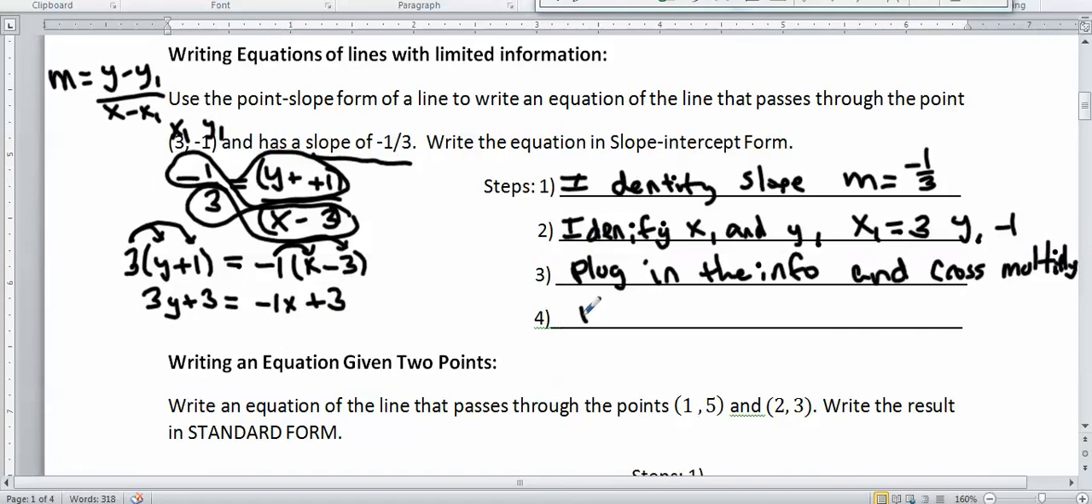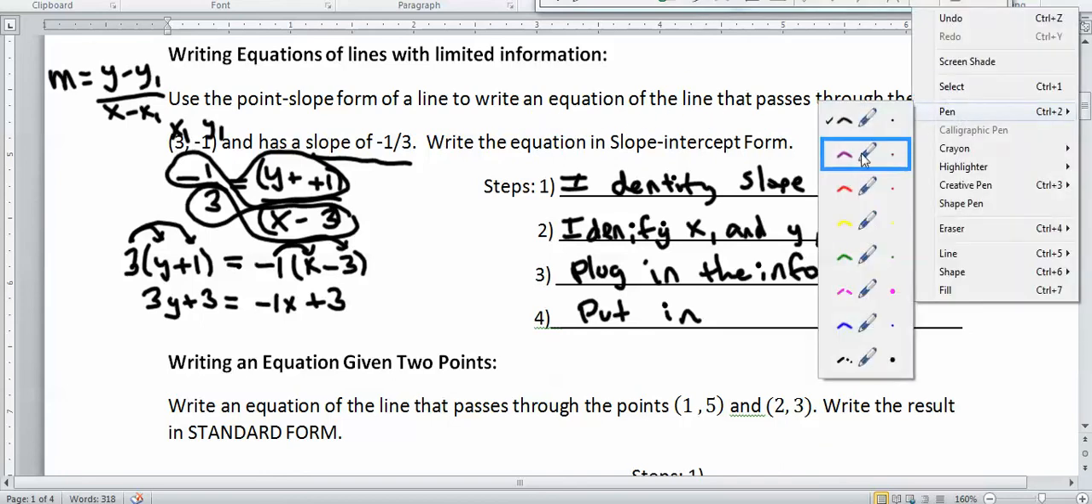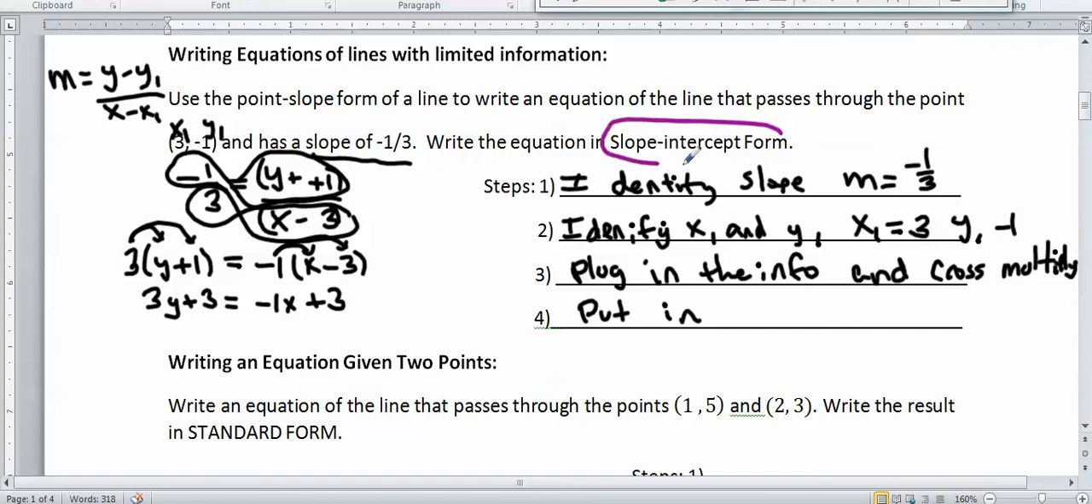The last step is to put it into the correct form, if you need to. This is an equation, so if it just asks you to write an equation, once you get to this point, you're done. However, this final instruction up here tells me that I need to put it in slope-intercept form. Okay, so I need to put it in correct form. And in this case, my correct form is slope-intercept form, which, as some of you remember, is y equals mx plus b. Okay, so I need to get the y by itself in this equation.